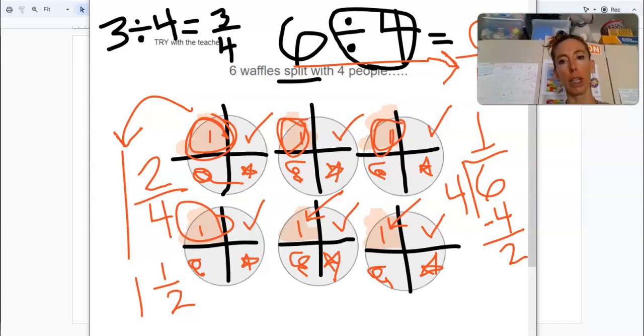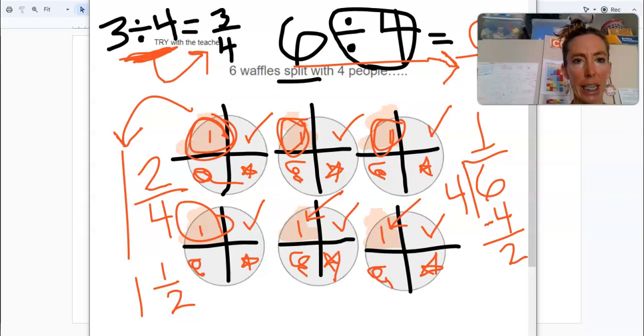Those are all equivalent. And how cool is it that we can just look at this division problem and get our answer quickly by just relating that division sign to a fraction? Awesome.